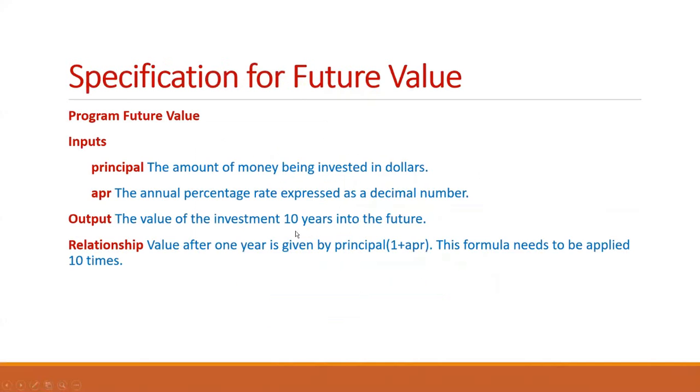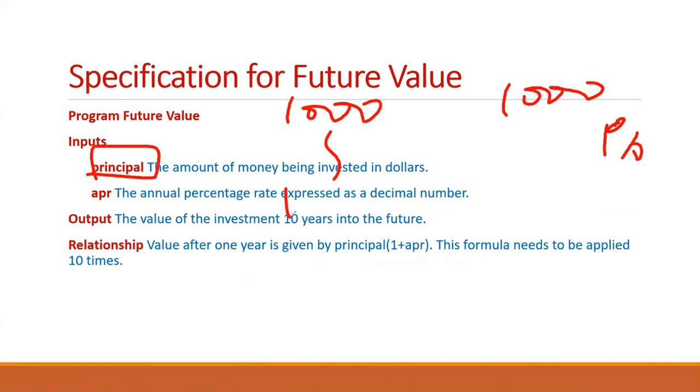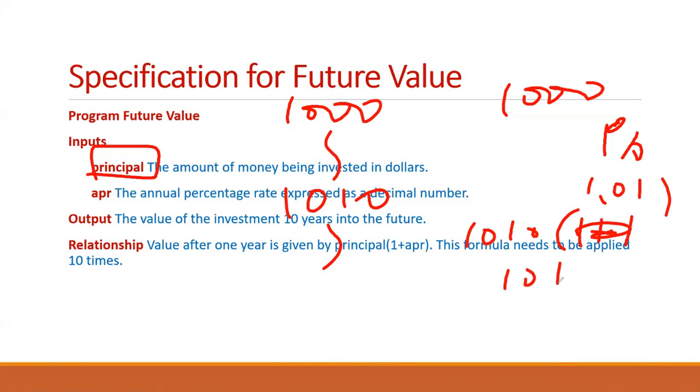Then the next one is the specification for future value. The future value is related to a bank account. So you have some principal. Say initially I save $1,000, right? And my interest is 1% every year. After the first year, I should gain 1%, so gain $10. Is that okay? The second year, I should get 10 times 1.01, right? So it becomes 1010 times 1.01.